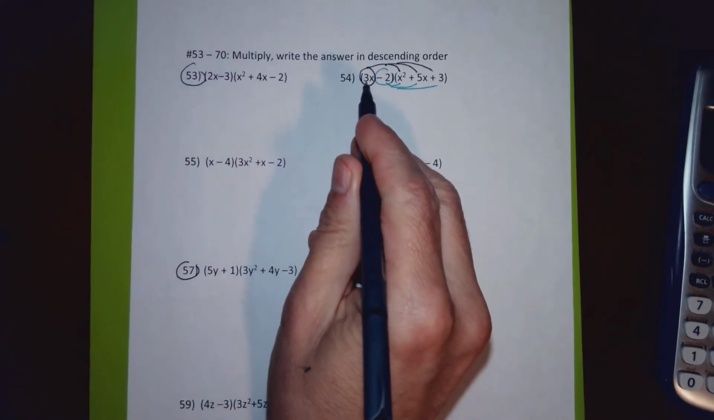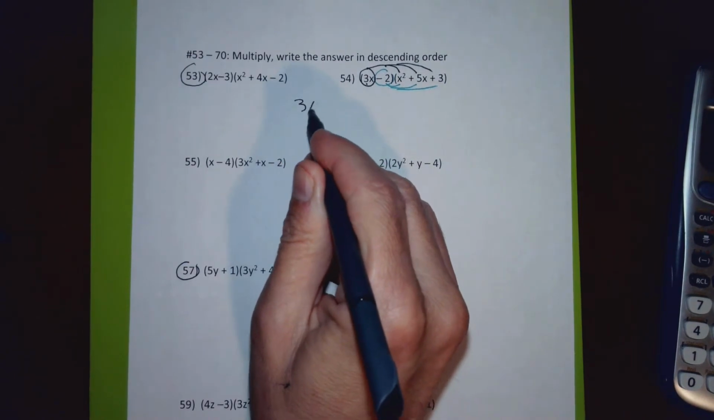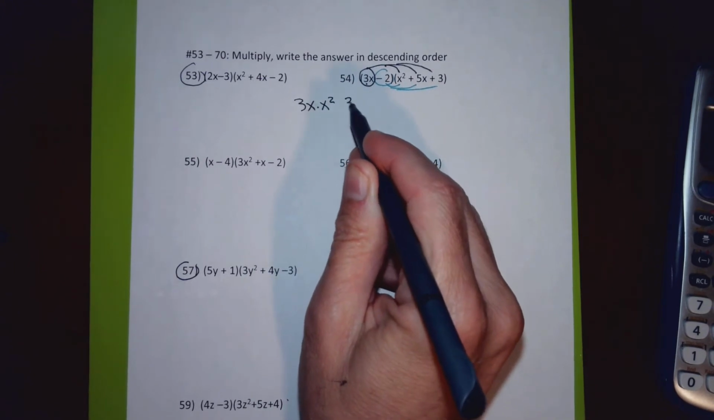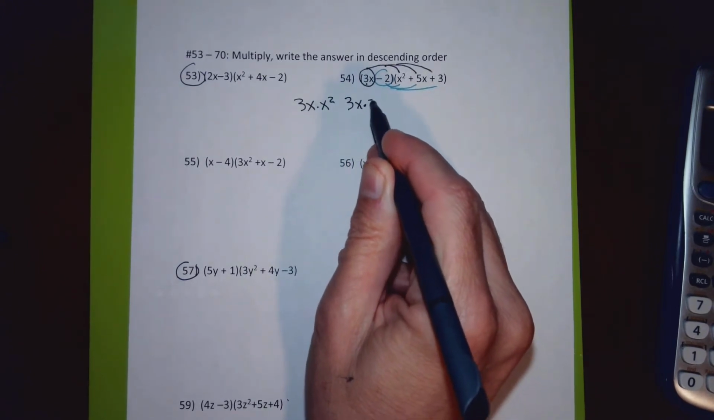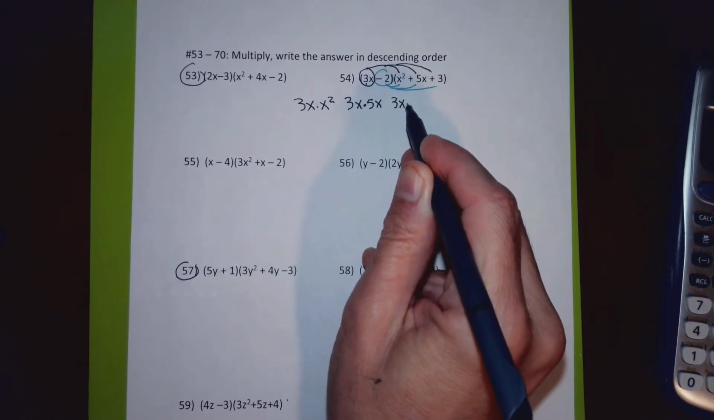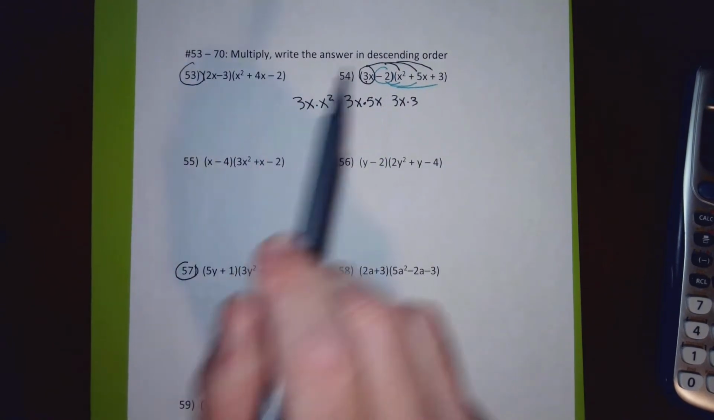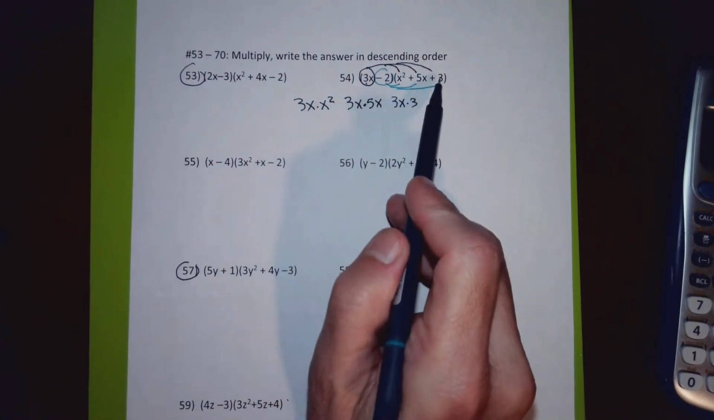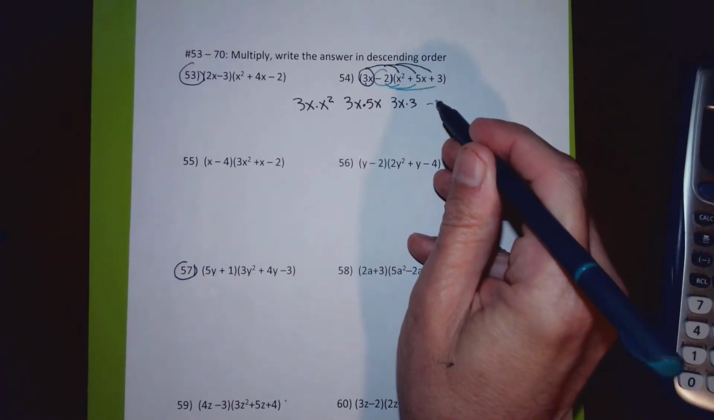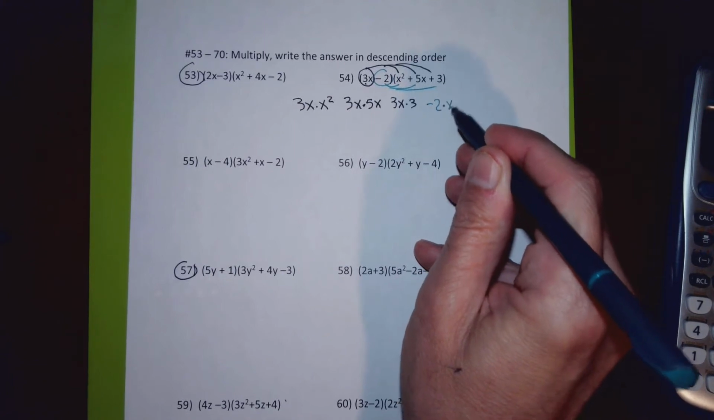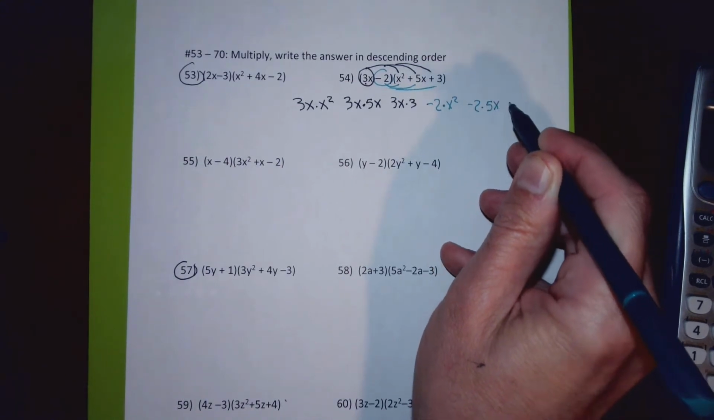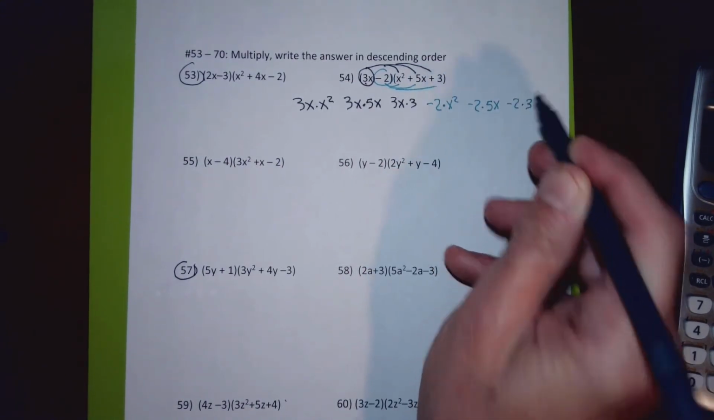So my first multiplication, I'm going to do 3x in the left parentheses times x squared in the right parentheses. Then 3x in the left parentheses times 5x in the right parentheses, 3x in the left parentheses times 3 in the right parentheses. So that's starting with the first term in the left parentheses, multiplying it by each of the 3 terms in the right parentheses. Move on to the negative 2 in the left parentheses and do negative 2 times x squared, do negative 2 times 5x, and do negative 2 times 3.